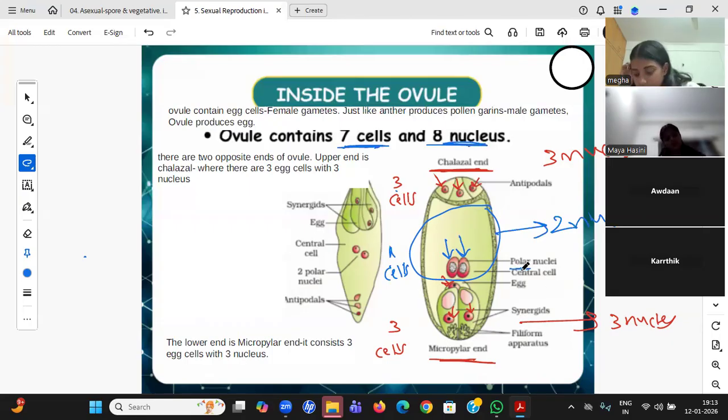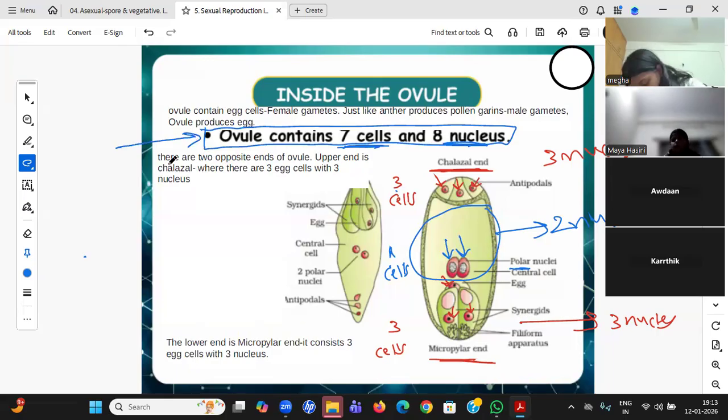By the name polar, you should think polarity, something like plus, minus, something like ionic bond. We have seen polar bond and ionic bond; they are both similar. Here also we have two nucleus, so there may be two different polarities. That is the reason, students. For the ovule, we should say we have 7 cells and 8 nucleus. Okay, that is the reason.